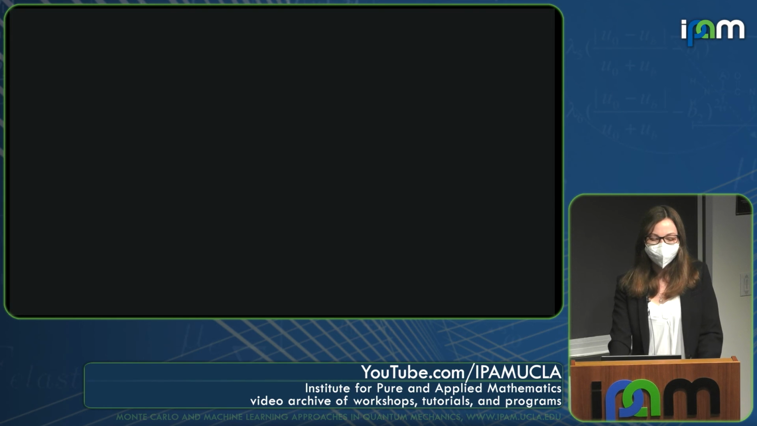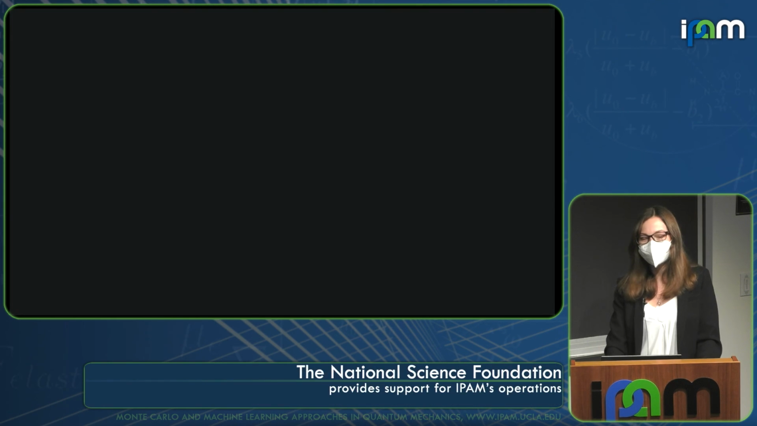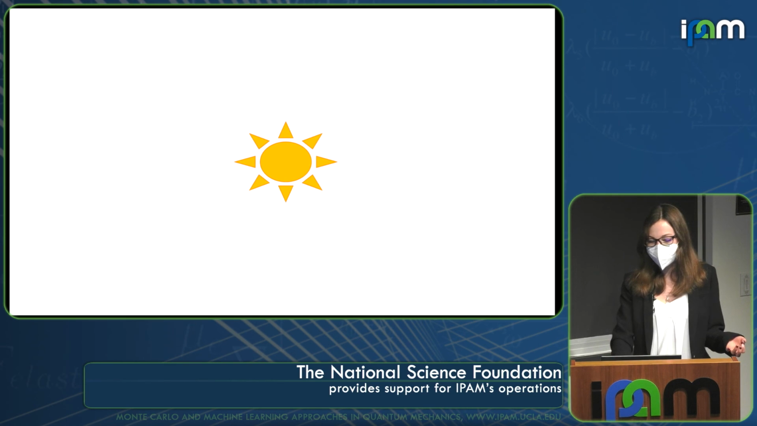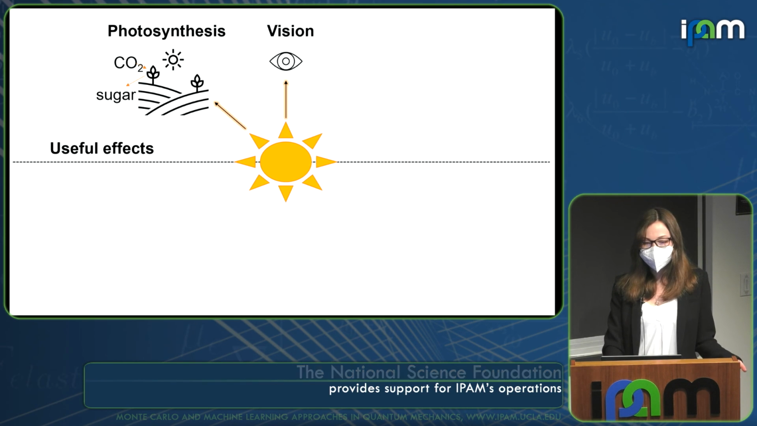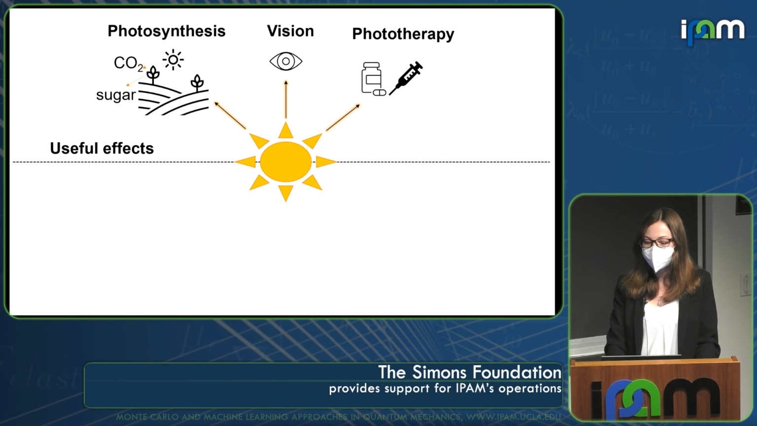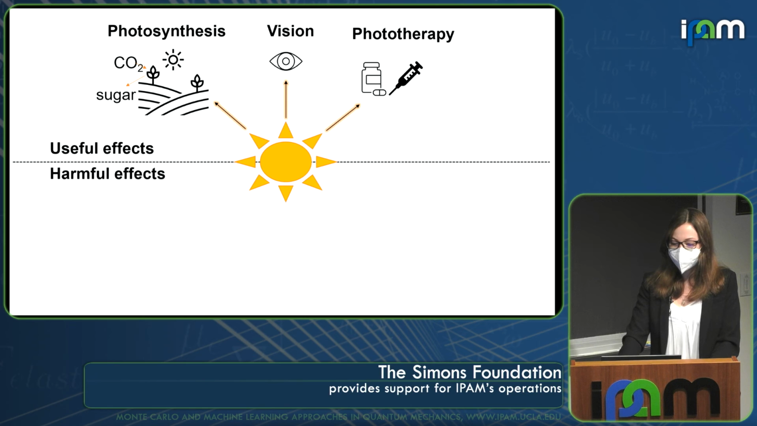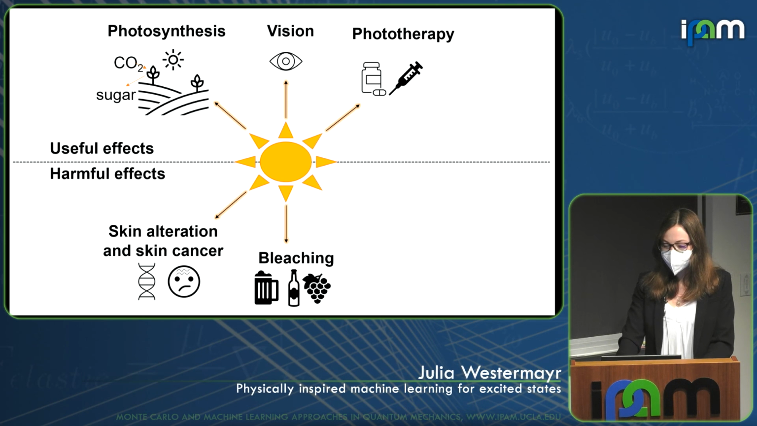I think we can all come up with at least one thing that would not exist without light excitation. Basically, if we look around, the sun is everywhere. Think of photosynthesis, human vision with the eye, or phototherapy. But there are also some negative side effects of light-induced reactions, such as skin cancer, bleaching, or blindness.